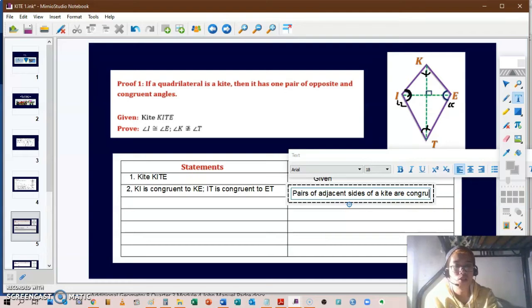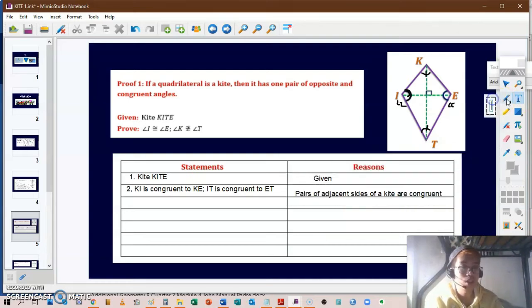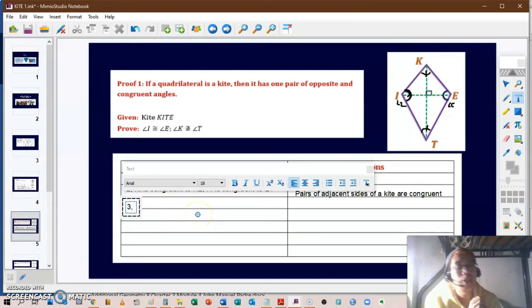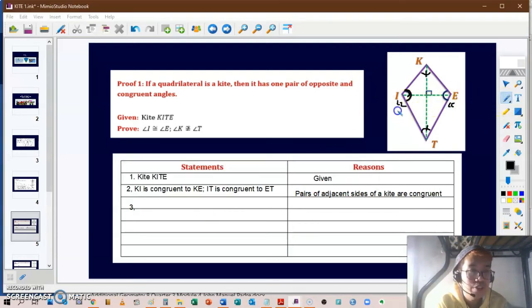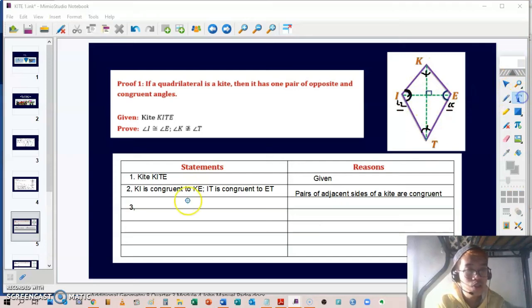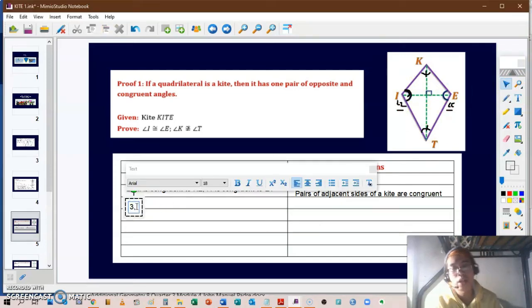Okay, so let's try the third statement. Maybe we have to prove first that angle I is congruent to angle E. We can try to prove that first. In order to do that, we need to establish that we have two triangles that are congruent. So we can try triangles KIT and KET. Let's focus on those two triangles.